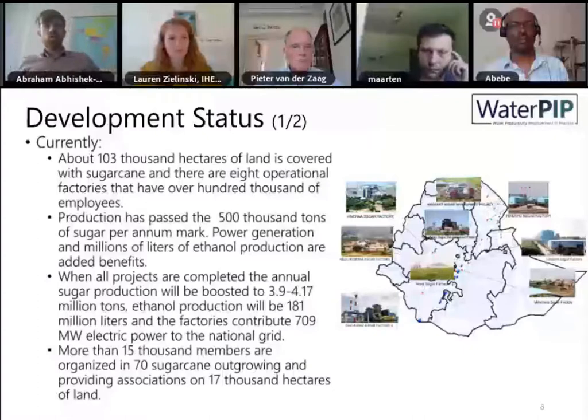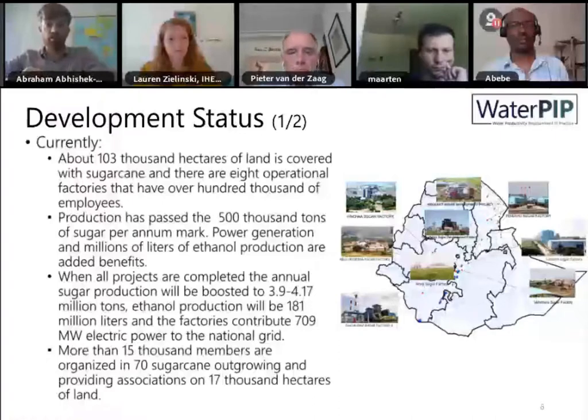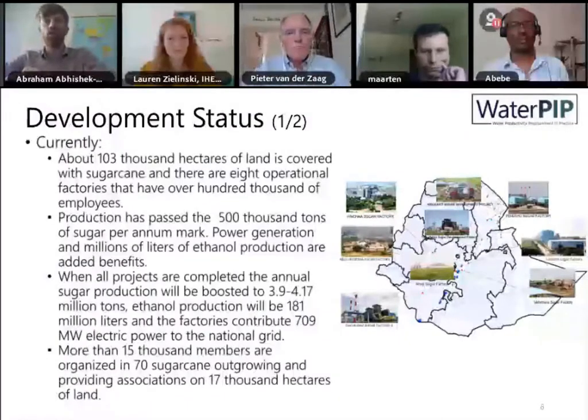At this moment, about 103,000 hectares of land is covered with sugarcane under 8 operational factories. Production has passed 500,000 tons. And there is power generation, millions of liters of ethanol. So there's not only sugar, obviously, coming from sugarcane, but there's ethanol production as well.